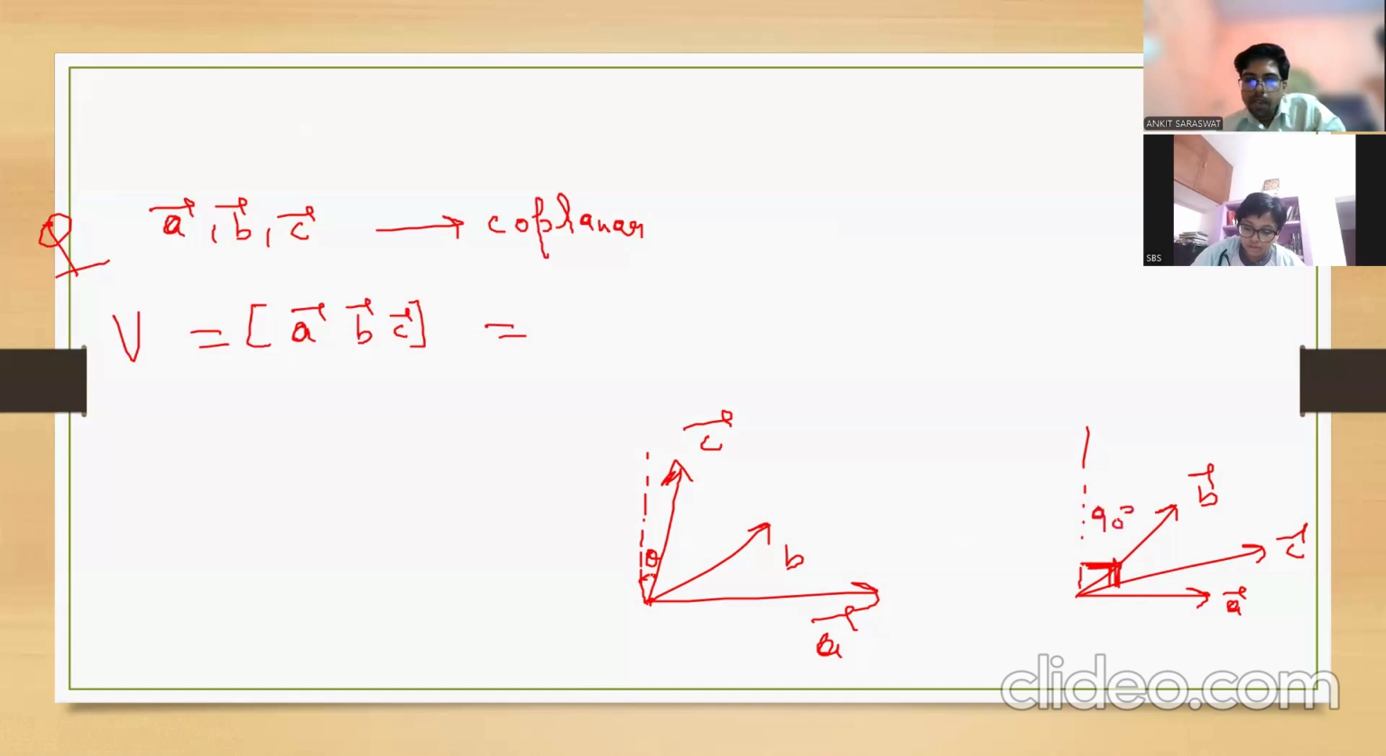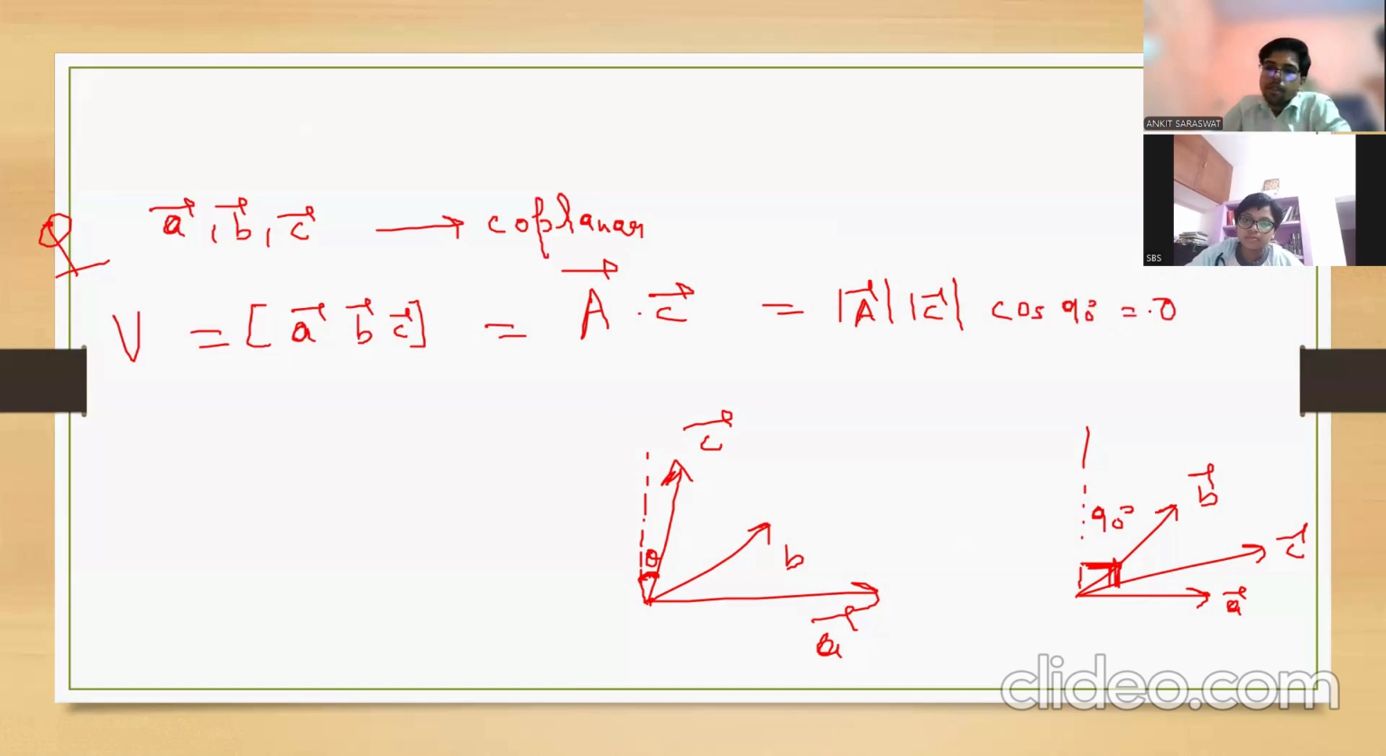So the angle which this C vector is making, the same angle will be here. A vector dot C vector, this is what you have learned. It will be mod A, mod C, cos 90. That's why the answer is 0. That's why everyone teaches that box ABC is 0. How is it 0? Box ABC is 0 if three vectors are coplanar.